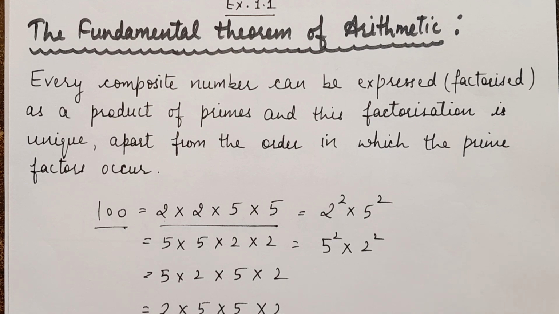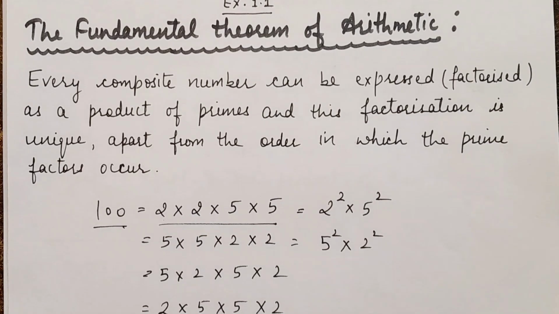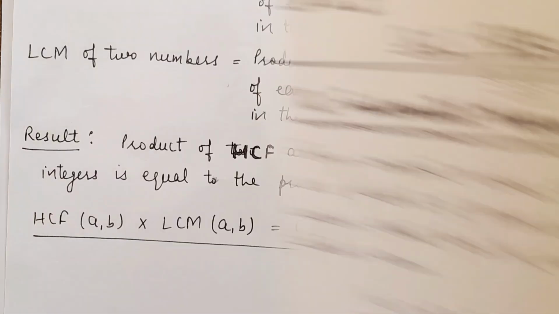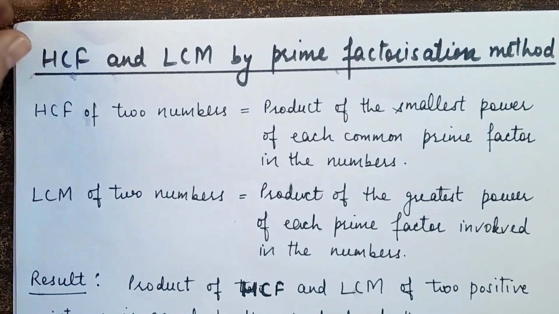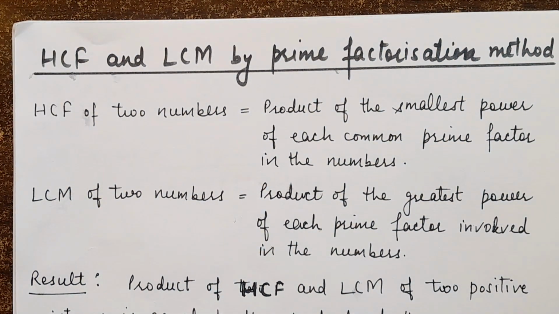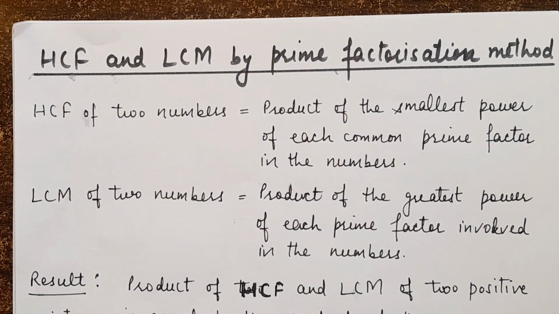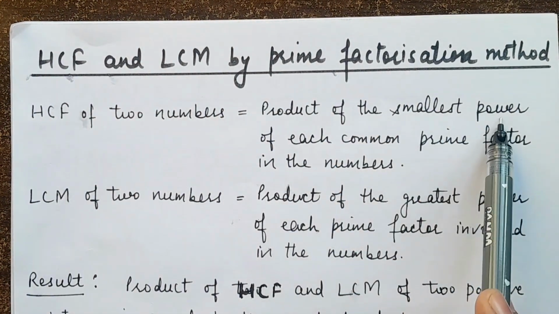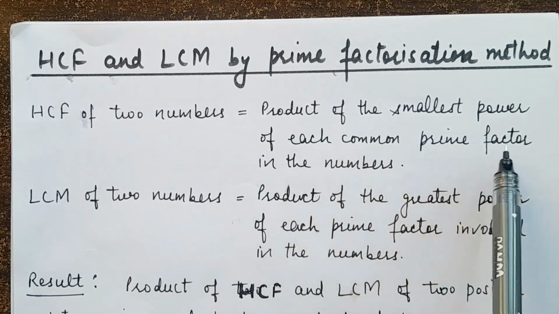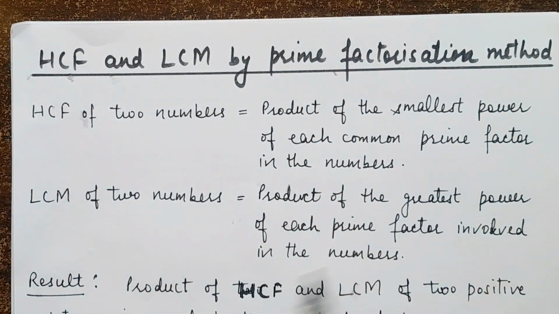So now let's start with the concept of HCF and LCM first. So let's recall HCF and LCM, which we have done in class 5, class 6. Let's recall what is HCF of two numbers and how we can find HCF and LCM of the numbers. HCF is basically the product of the smallest power of each common prime factor in the numbers. And LCM is the product of the greatest power of each prime factor involved in the numbers.